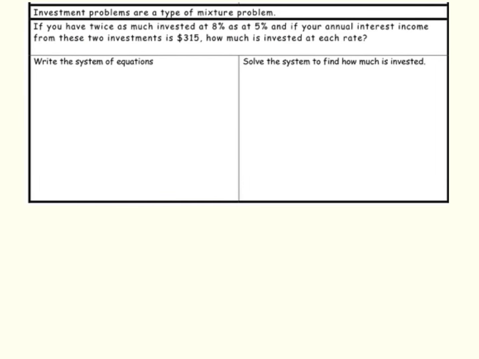Okay, last problem. Investment problems are a type of mixture problem. You have twice as much money invested at 8% as at 5%. And if your annual interest income from these two investments is $315, how much money is invested at each rate? So how much money do we start with? We don't know. So x is the amount of money invested.